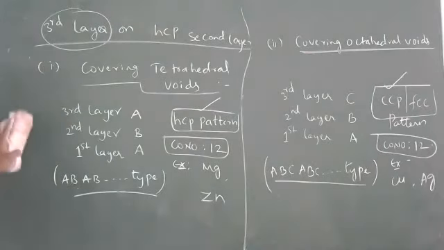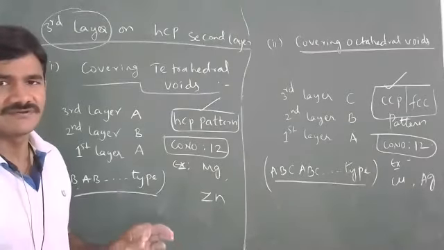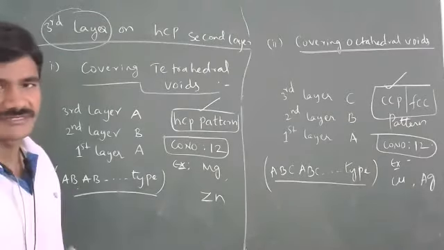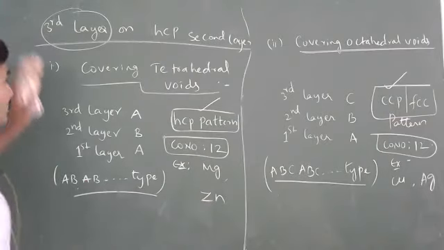Now, I'll write a simple formula here. Whenever you want to find out the tetrahedral voids and octahedral voids, by using this formula we are able to find them out easily.